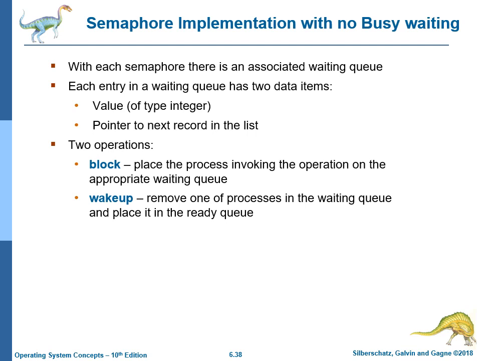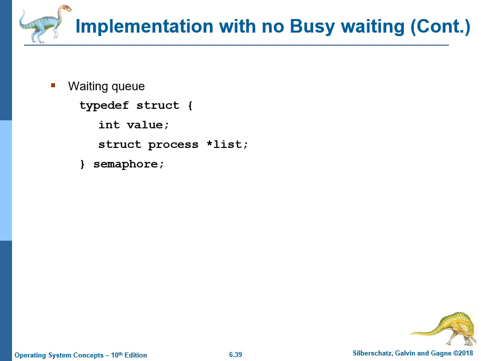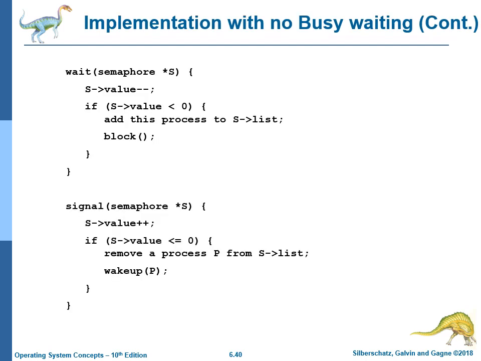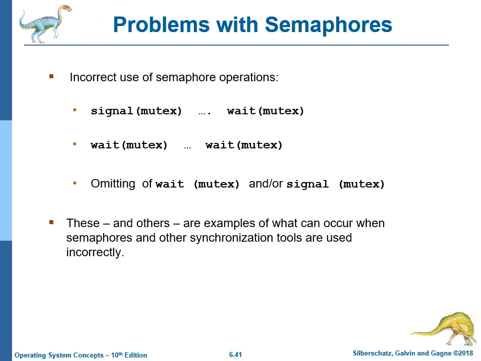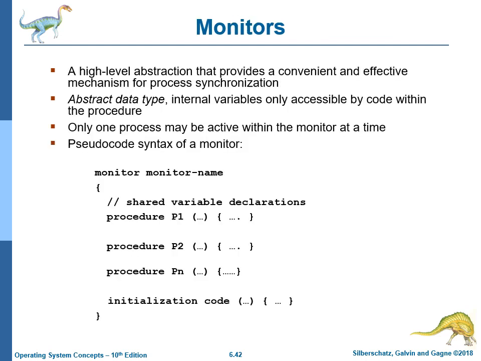Queue. So there are two operations: block, where the process invokes the operation and is placed on the waiting queue, and wakeup, where one process is removed from the waiting queue and placed in the ready queue. Okay, this is how it is implemented. No busy waiting. Okay, so next, problems with semaphores.